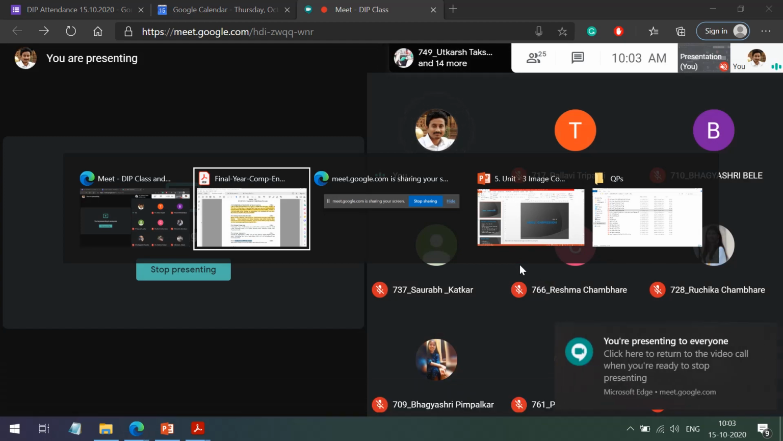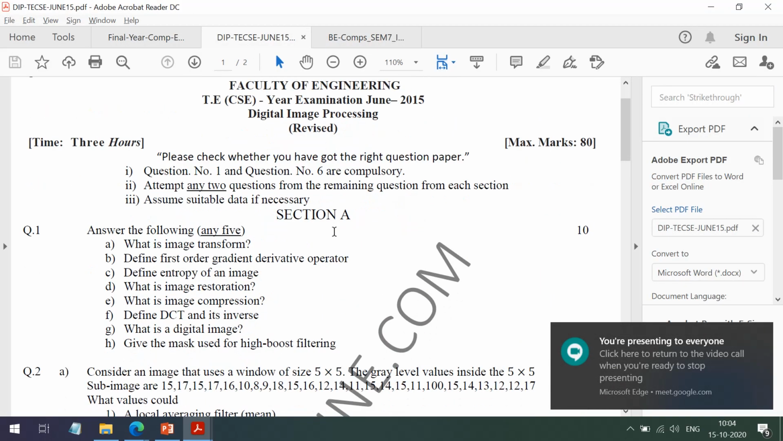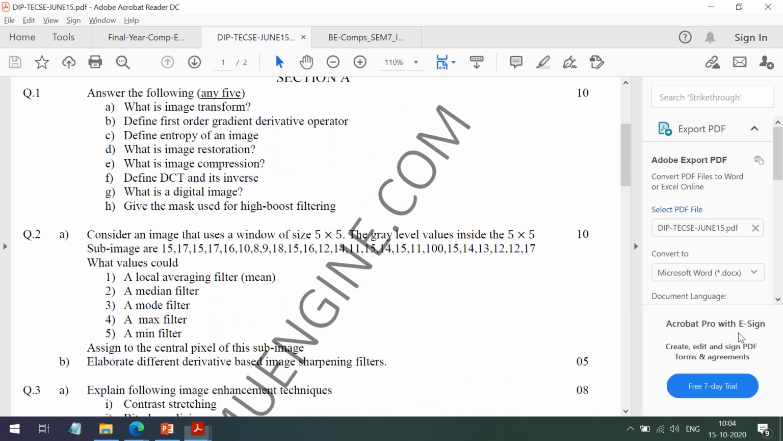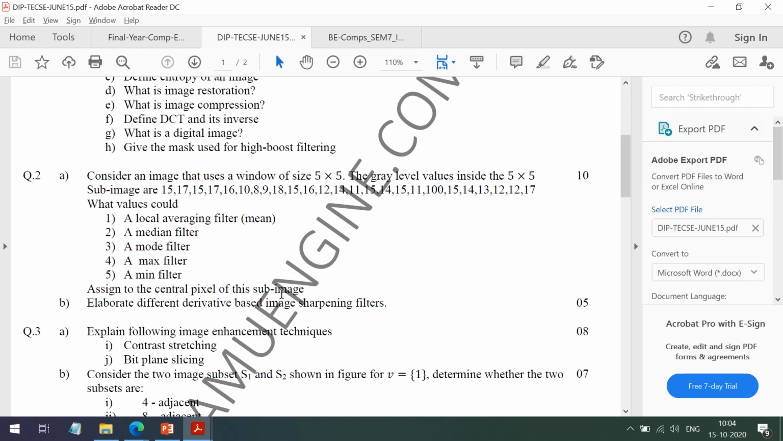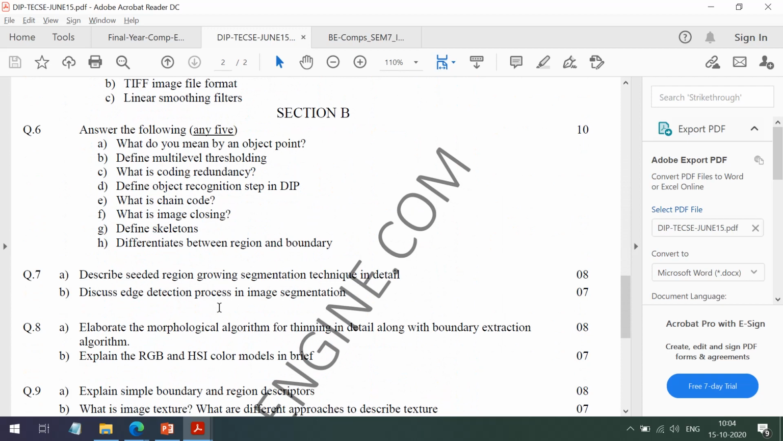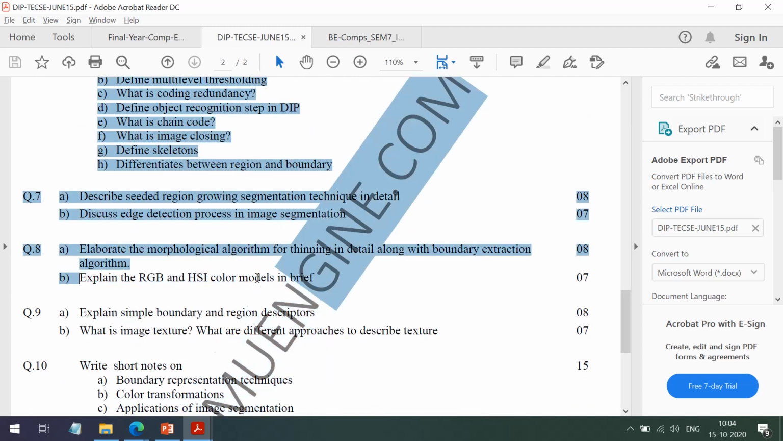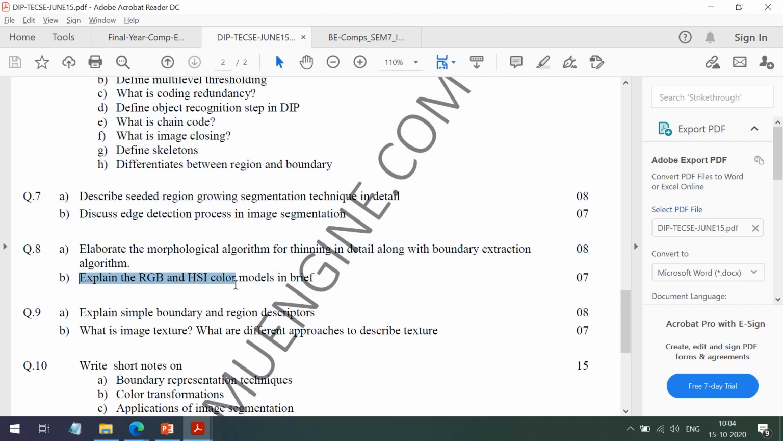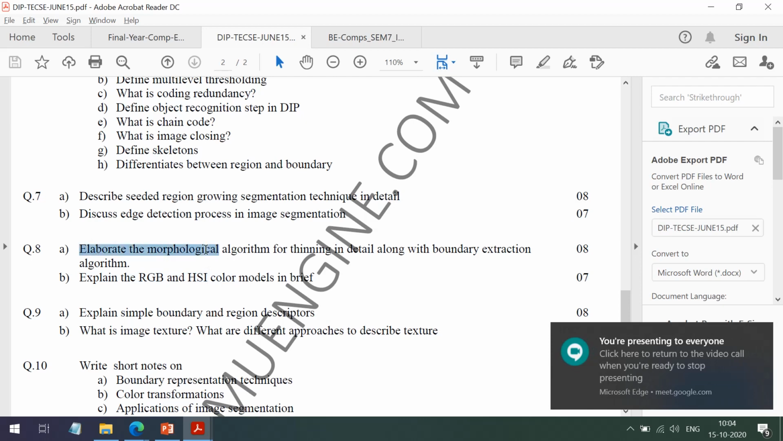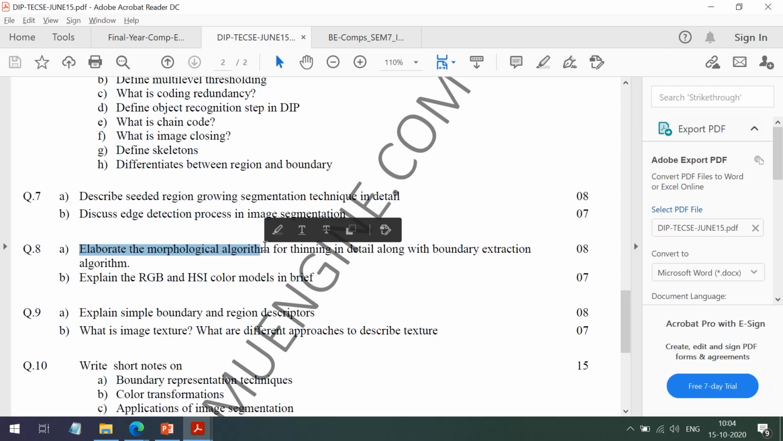That's why, if you see the question paper that I shared with you yesterday, you can find questions from those units, that is color image processing and morphological processing. Let me show you some questions. Here we have: explain the RGB and HSI model in brief. This belongs to color image processing. This question: elaborate the morphological algorithm for thinning. This belongs to morphological processing.